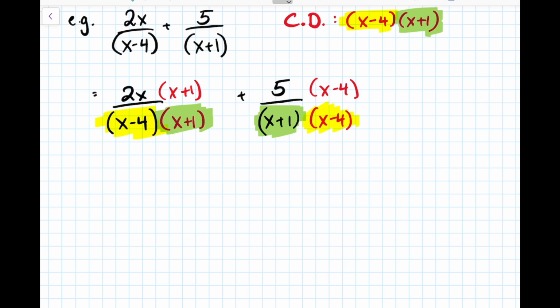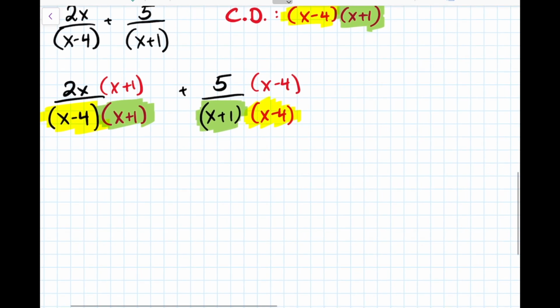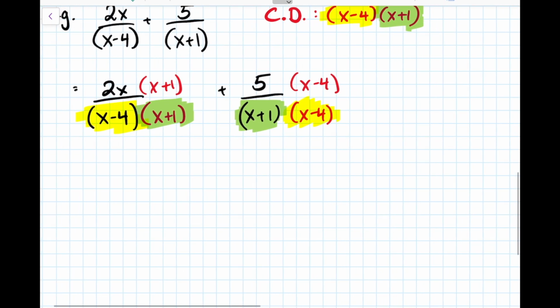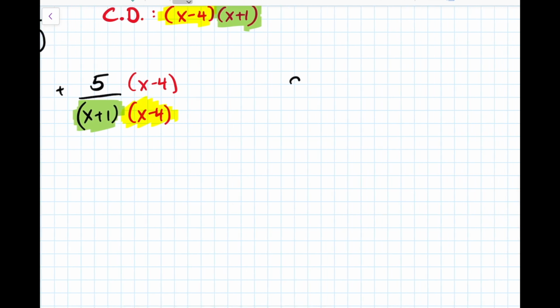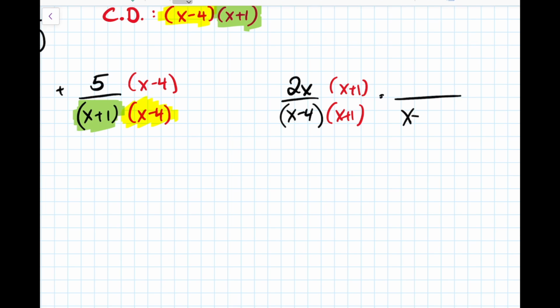So normally I wouldn't do this, just to set up how this is going to work and refresh you on things. So 2x times x plus 1, I'm just going to do it over here on the side. So we've got 2x over x minus 4 times x plus 1 on the top and the bottom. We're not going to multiply out the denominators, right? So we want those to stay in factored form so that we can cancel things out later. So we're just going to leave that as x minus 4 times x plus 1.